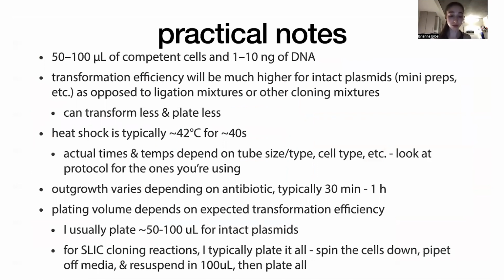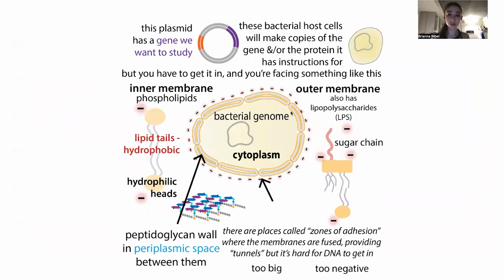So this is basically the situation that we're facing. We have this plasmid we want to get into the bacteria, but the bacteria has things that are going to make this difficult. So if we look at a bacterial cell, such as E. coli, what you have here is the cell, and you have the interior of the cell, the cytoplasm, the bacteria's own genome, and then you have these cellular membranes and cellular walls.